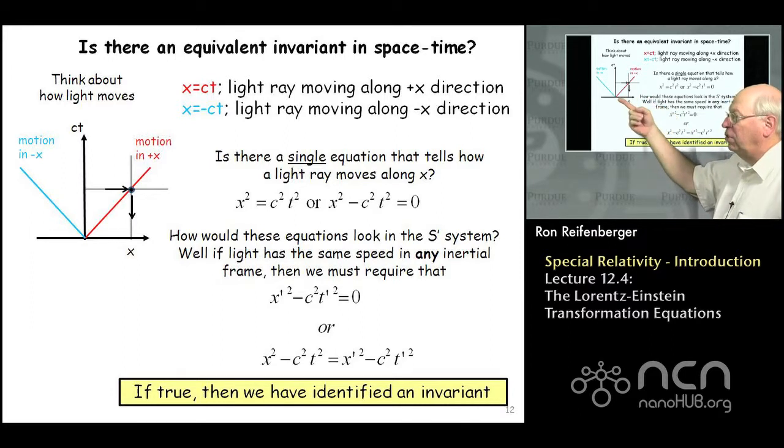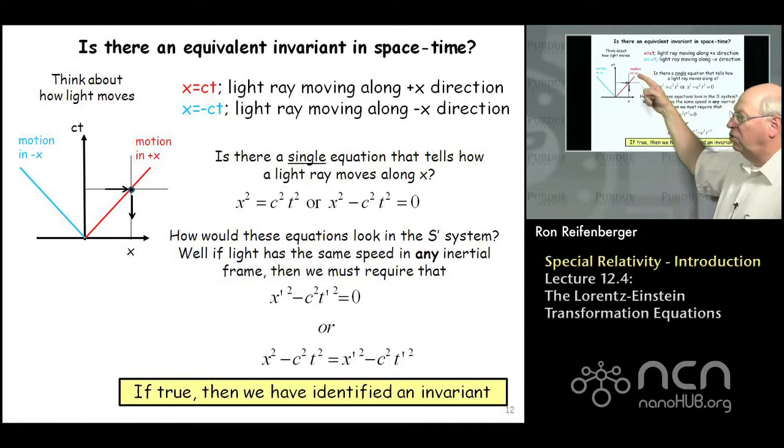What you have to do is think about how light moves along the x direction. For instance, it's useful to plot the distance x that light travels in a time interval t. If you take that time interval t and multiply it by the speed of light, then you get the distance x that the light beam moves.